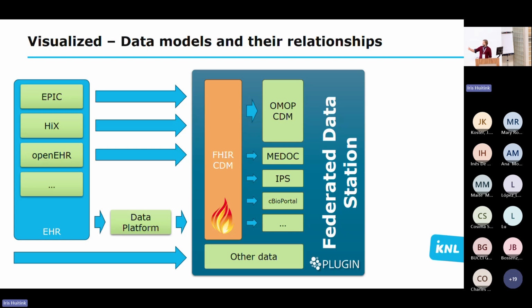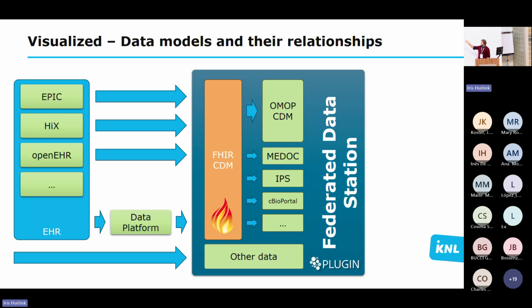We want to transfer that data either directly or through a data platform to something that's a FHIR common data model. I'm very happy I'm not the first one to mention FHIR today. Cheers. If we do that, then we can translate that FHIR common data model to data that's used for research, like OMOP, which was also mentioned earlier.